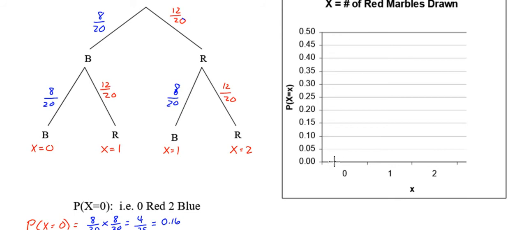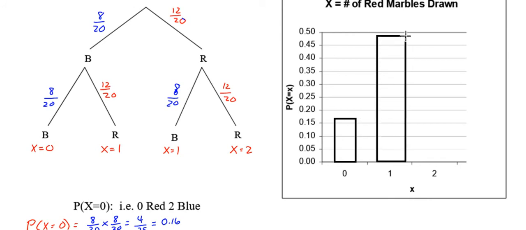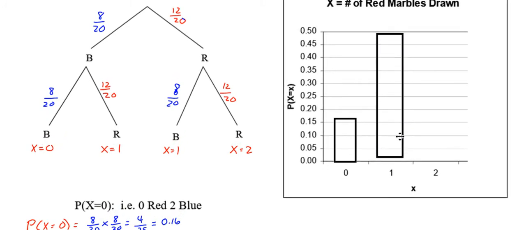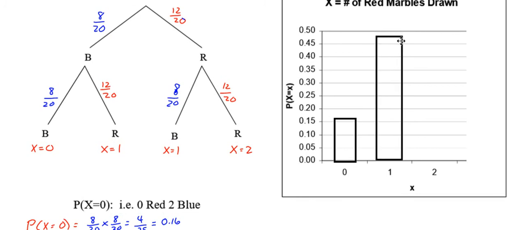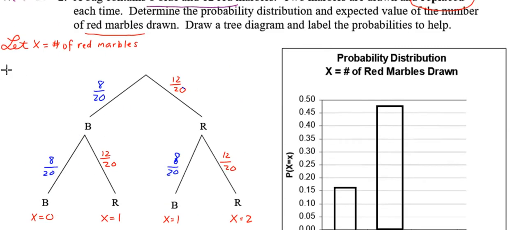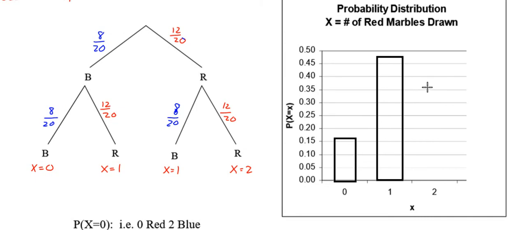So to make the graph for 0 red marbles, we had 0.16, and then we had 0.48, and then we had 0.36. So there's your probability distribution graph.